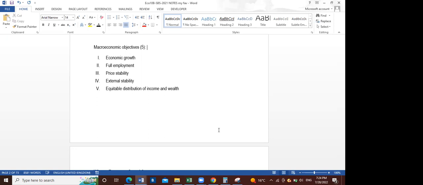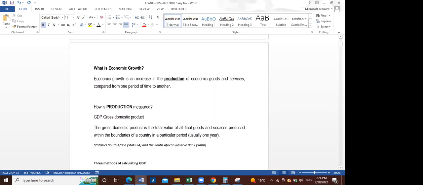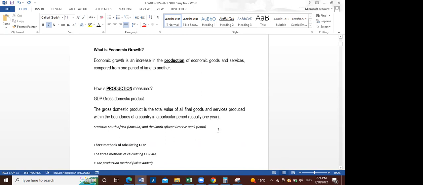Then now we're getting into the explanation of each objective. The first one, which is economic growth. With economic growth, the first thing that comes into your mind is, what is economic growth? What is it that we refer to as economic growth? What comes into your mind when you hear the term? By definition, economic growth refers to an increase in the production of goods and services within an economy. And obviously, it has to be compared from one period to another.